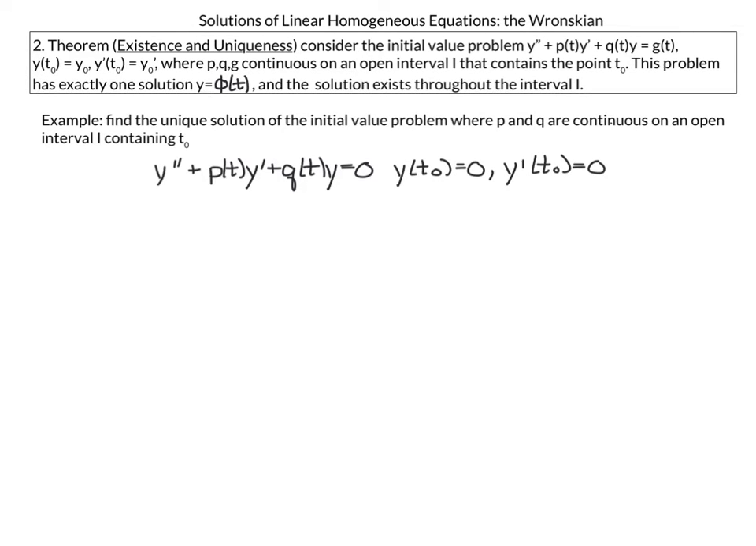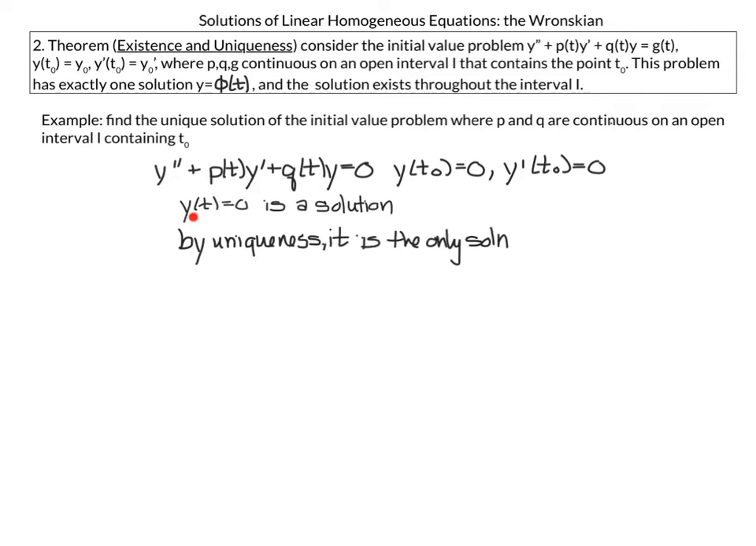Our next example is to find the unique solution of the initial value problem where p and q are continuous on an open interval I containing t naught, and we have the general equation y double prime plus p of t y prime plus q of t y equals 0, y of t naught equals 0, and y prime of t naught equals 0. Now this seems like we would have to start doing something complicated, except that our theorem of existence and uniqueness, in particular the uniqueness, gives us a way to easily solve this problem because there's one obvious solution to this equation.